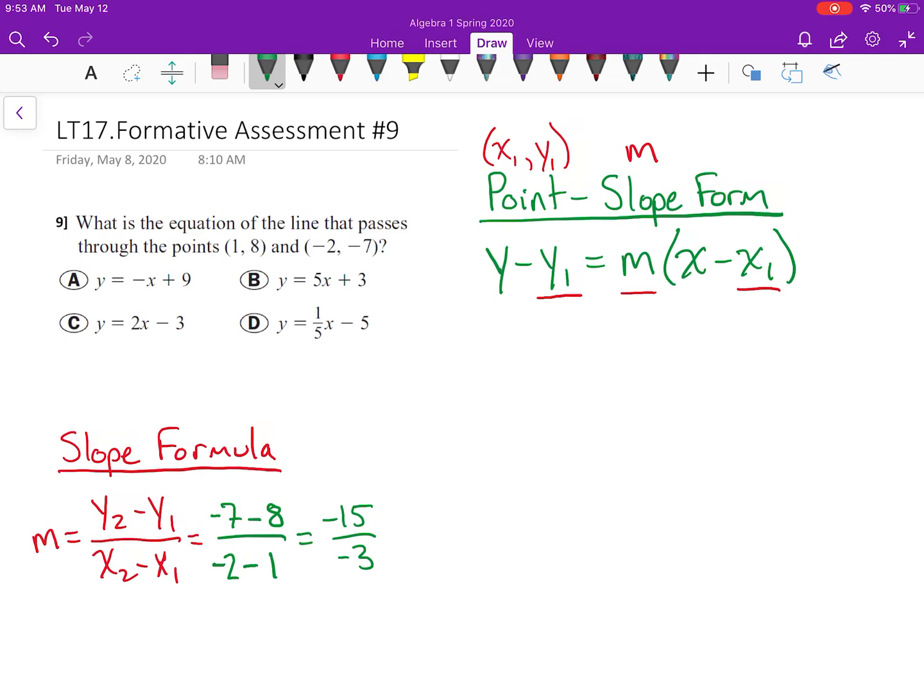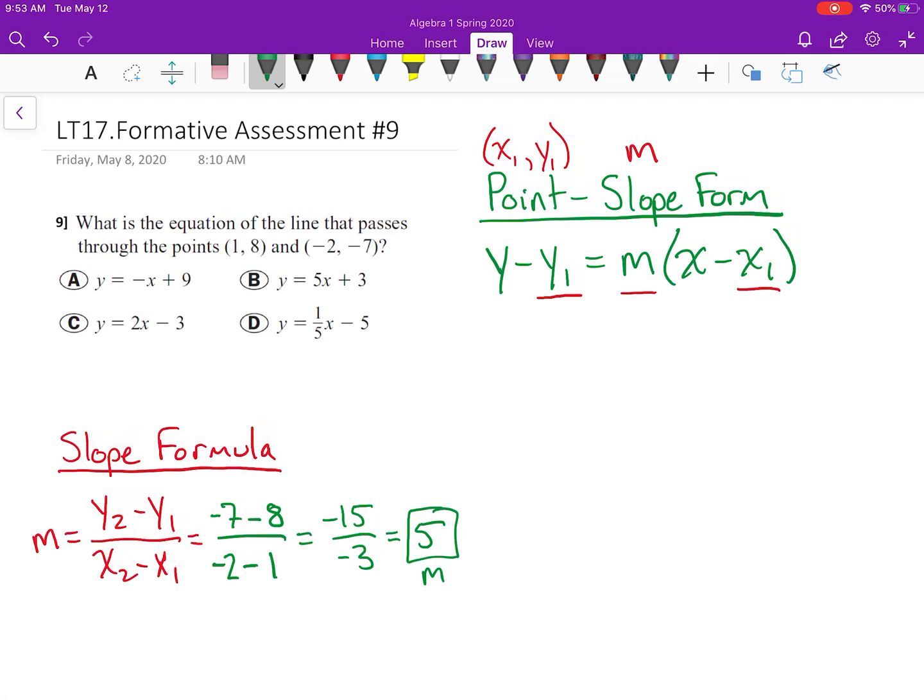And if I look at that closely, I know I can simplify that. First thing is negative divided by a negative will give me a positive answer. And 15 divided by 3, well, that divides perfectly and gives me a positive 5 for my slope. Now all I have to do is choose one of the 2 points for my x1 and y1 values. It doesn't matter which point I choose, they will both give me the same final answer as long as I do my math correctly.